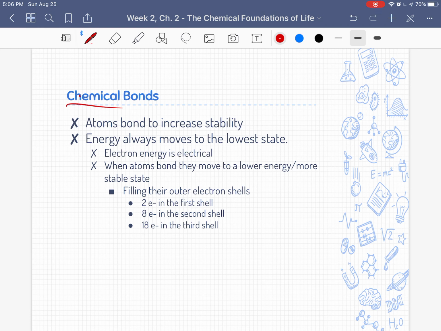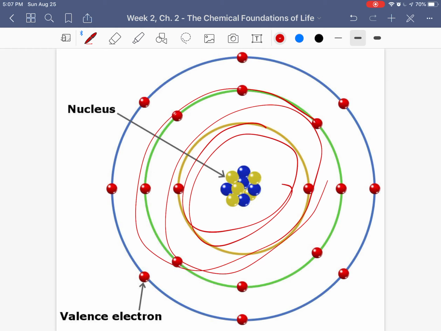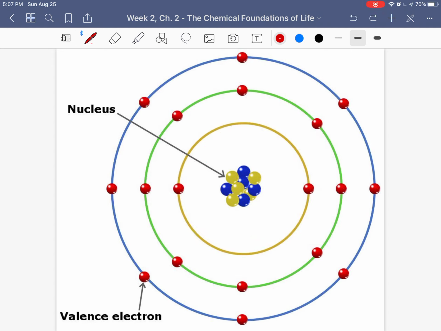Atoms are held together by chemical bonds. The reason that atoms bond is to increase stability. Atoms want to have what is called a full valence shell. I'm going to add that picture that we just looked at back in because it's going to help us understand. Like I said earlier, in this particular area you're going to find up to 2 electrons, and in this particular area you can find up to 8 electrons. The outermost shell is called the valence shell.